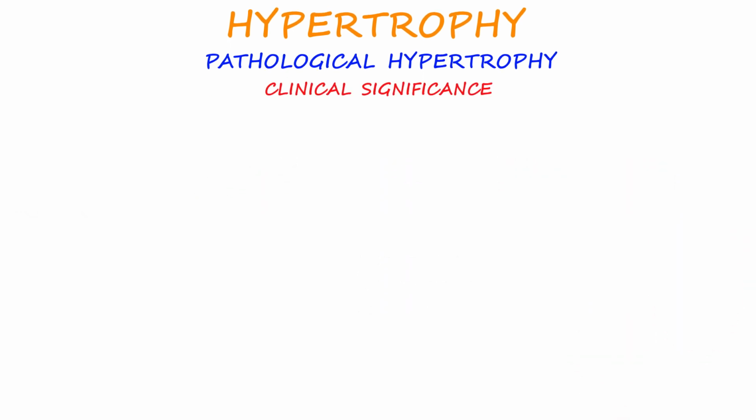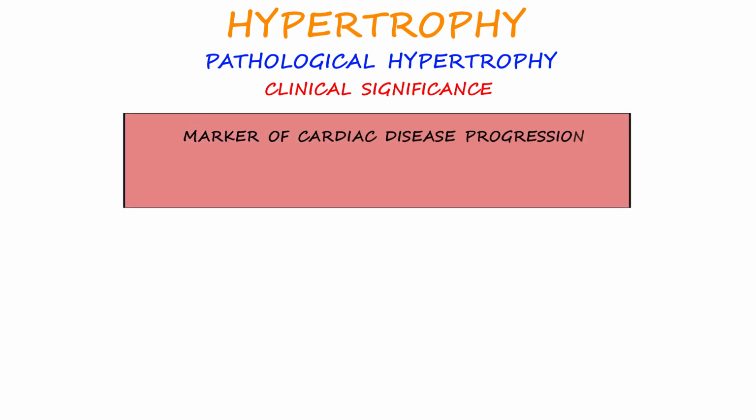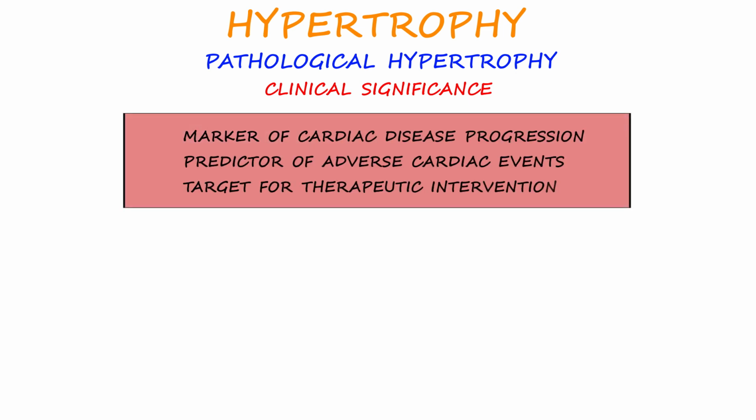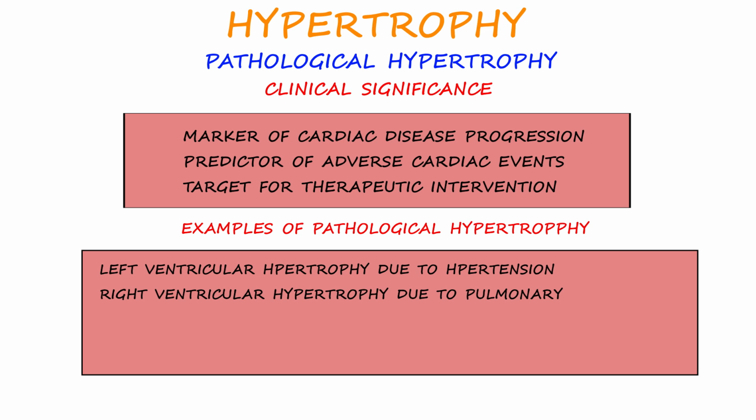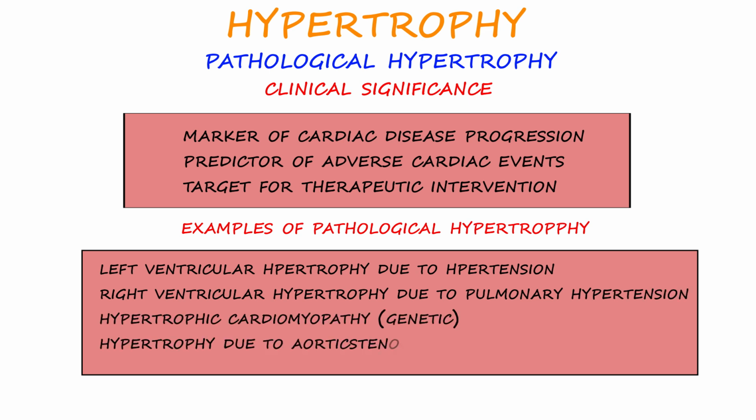Pathological hypertrophy has significant clinical implications. It serves as a marker of cardiac disease progression and can predict adverse outcomes. The most common examples include left ventricular hypertrophy due to hypertension and hypertrophic cardiomyopathy. Unlike physiological hypertrophy, pathological hypertrophy often leads to impaired cardiac function over time and may progress to heart failure if the underlying condition remains untreated.